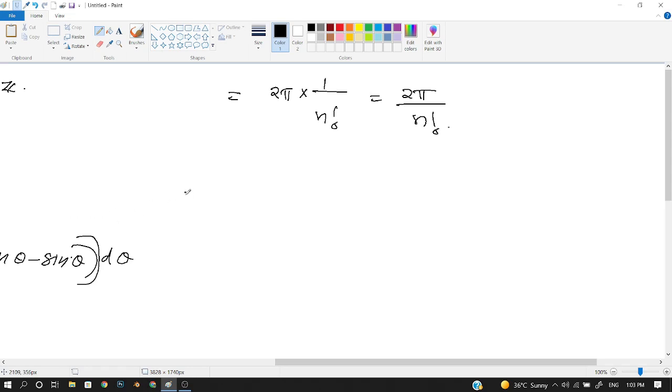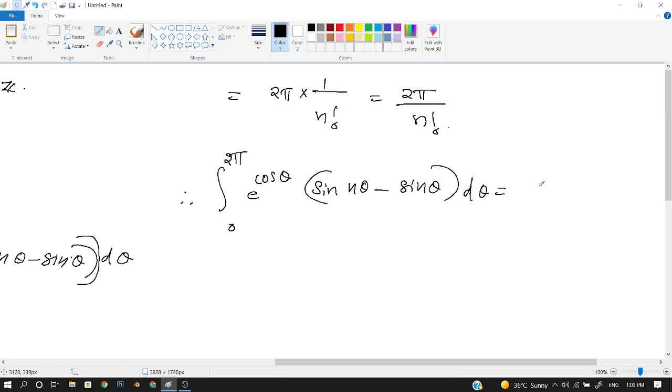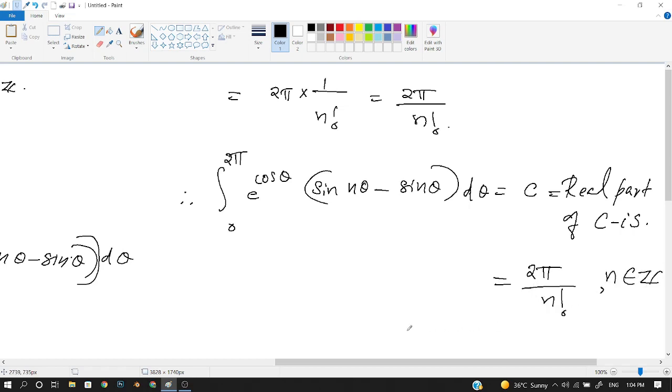Therefore we can conclude, integral from 0 to 2 pi e raised to cos theta sin of n theta minus sin theta d theta is equal to the real part of c minus i s. So that is equal to 2 pi divided by n factorial, where n is an integer.